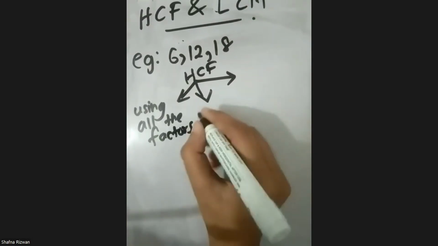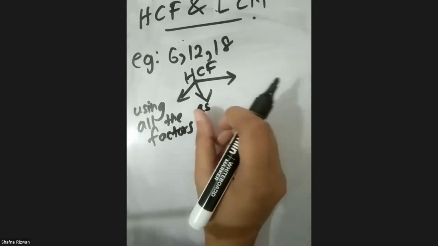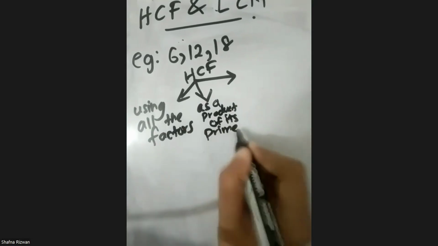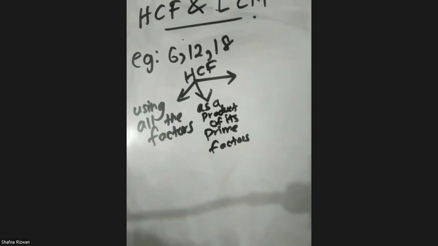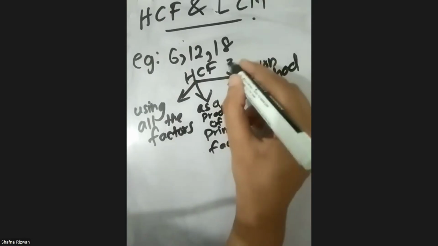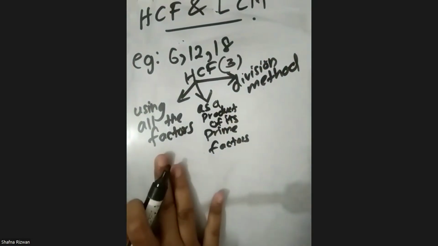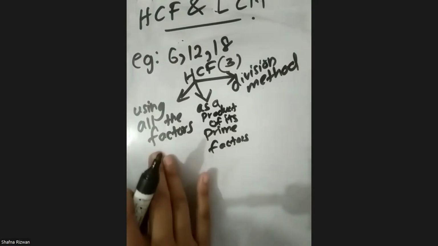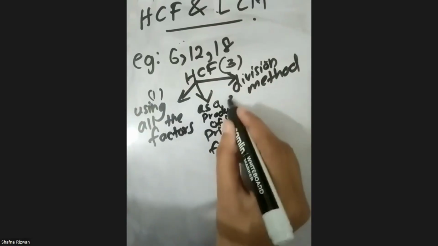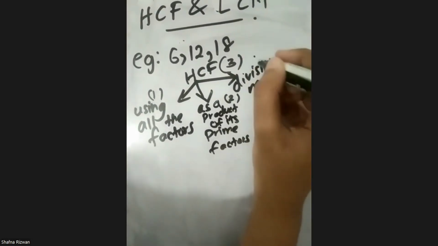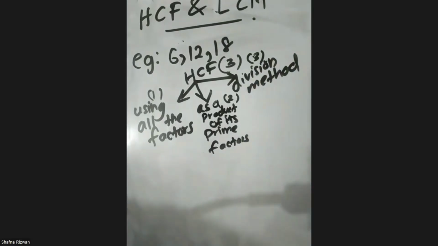The second method is you are going to write the numbers as a product of their prime factors. And the third one that you have is the division method. So these are the three methods that you can use to find the highest common factor of any number. The first is to write all the factors and find the HCF. The second is to write it as a product of prime factors. And the third is the division method.